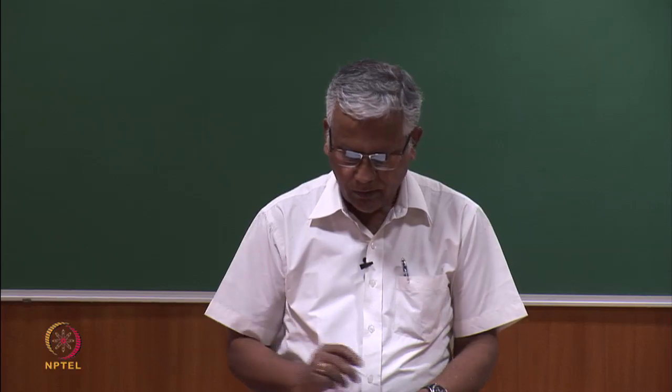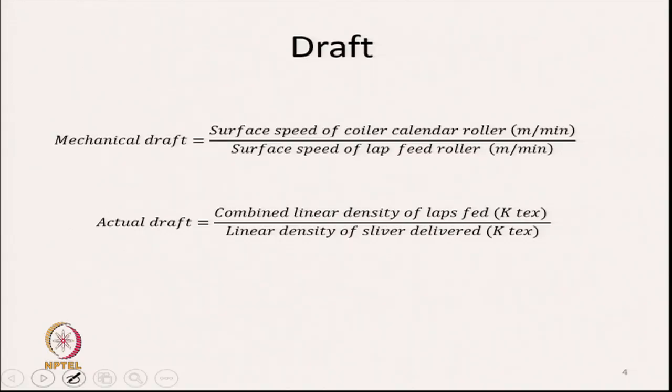Now, we go to the next slide. The mechanical draft is the ratio of surface speed, as we have stated earlier. So, if we know the surface speed of the coiler calender roller and the surface speed of lap feed roller, we can find out what is the total mechanical draft in the machine, because we are feeding the lap on one side and the other extreme end is the coiler calender roller. So, if we know the surface speed of these two, then we can calculate the total mechanical draft in the machine.